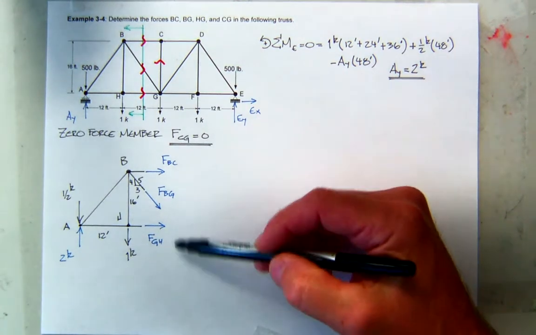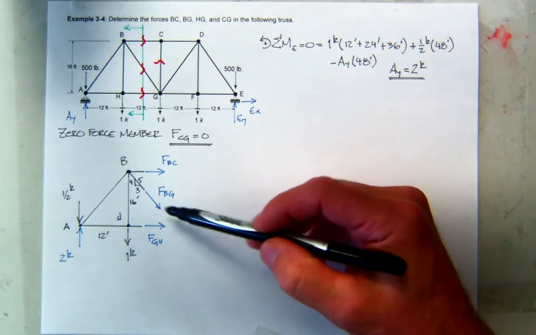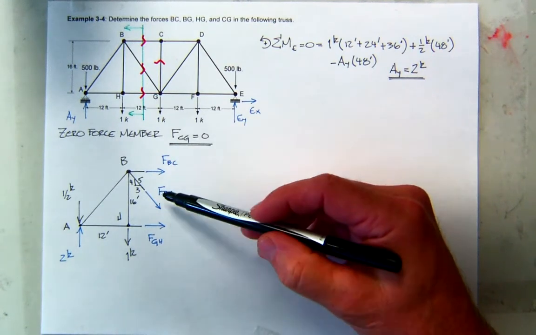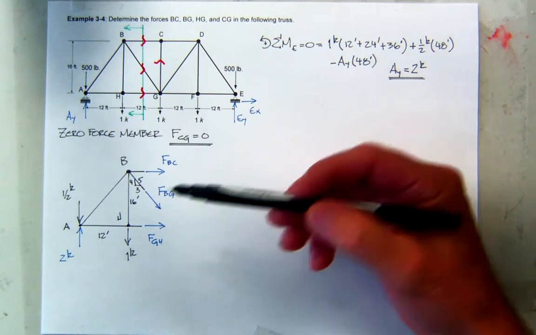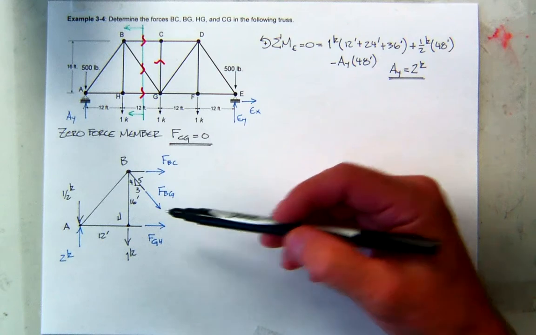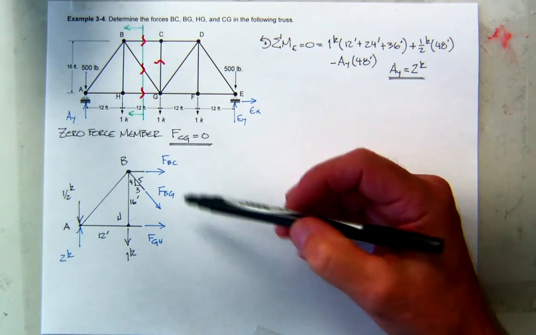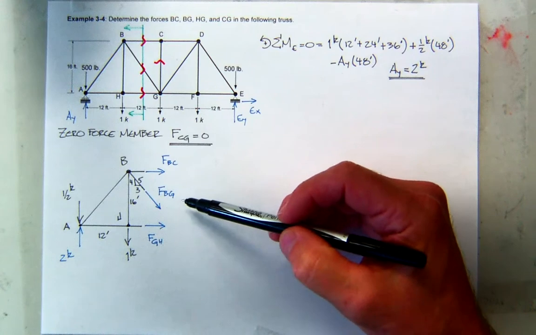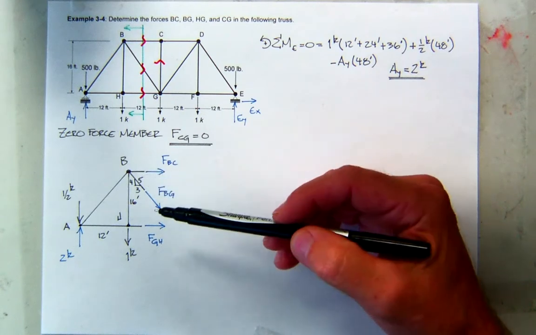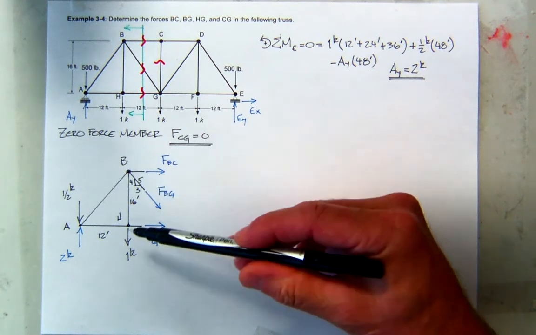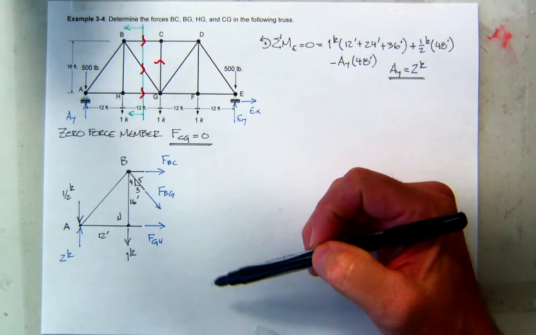Let's look at our 3 unknowns. All 3 of them have an x component, but only BG has a y component. So I can sum forces in the y direction right now and get that. What else can we do? Well, BC and BG pass through B, so I can sum moments about B and probably get GH.